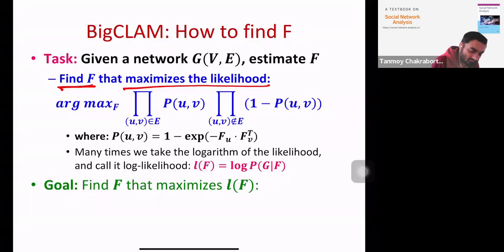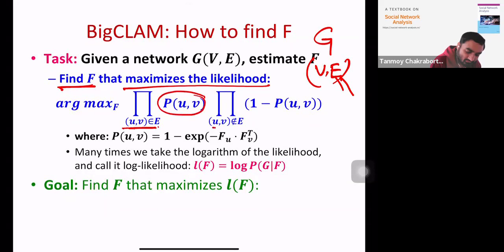And how do we calculate the likelihood? We know the graph very well. We know G, we know V, E, we know all the edges. For those edges which actually exist, we take P of u,v. For those edges which do not exist, we take 1 minus P of u,v, because P of u,v there is the penalty, so 1 minus this should be the reward.